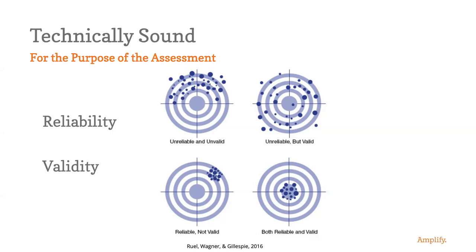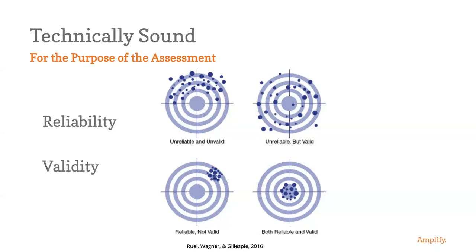So assessments should have demonstrated reliability, and we often want to look for multiple forms of reliability: internal consistency, inter-rater reliability, test-retest or alternate form. We also want to assess the validity evidence that's provided for assessments, and that's the extent to which the tool accurately measures the underlying construct that it is intended to measure. So validity is usually established by relating the results of an assessment to another assessment that's already in the field and has already been validated.